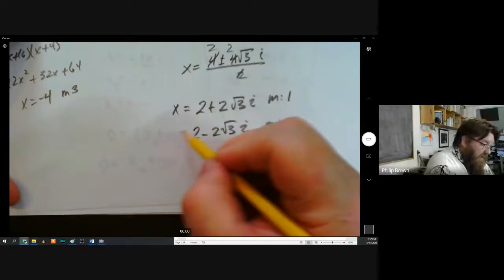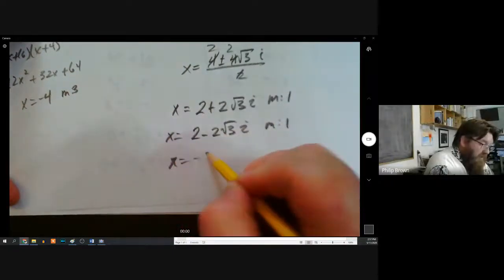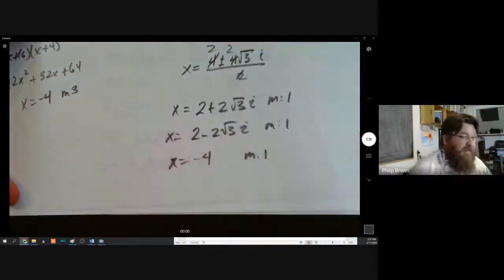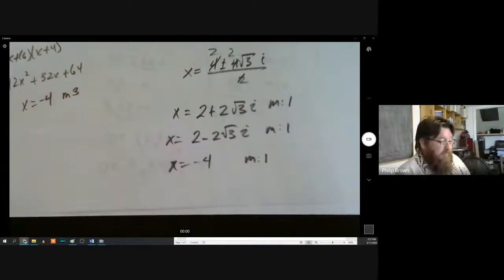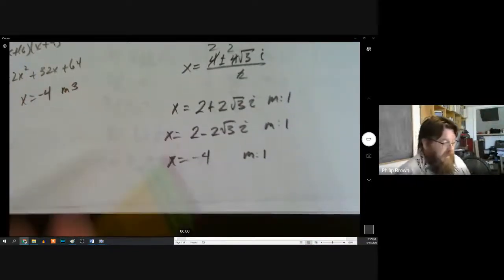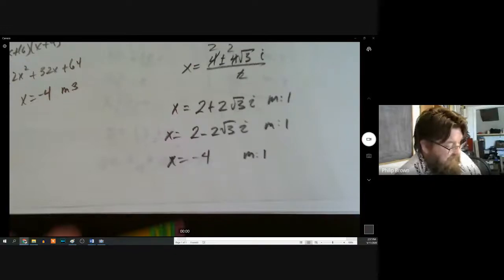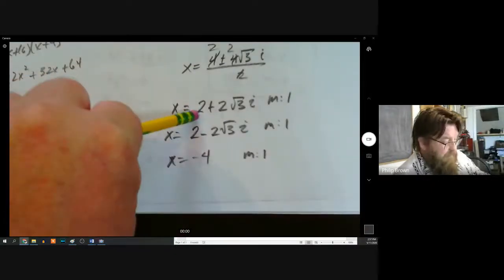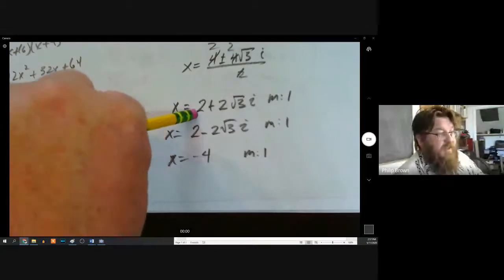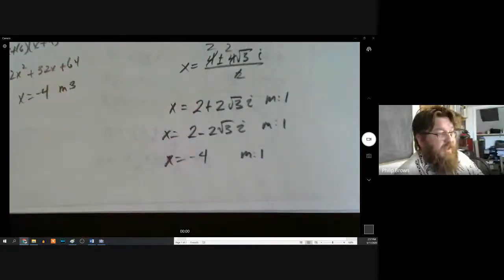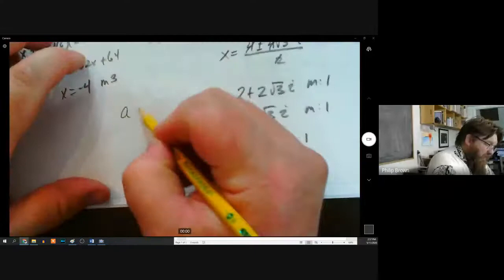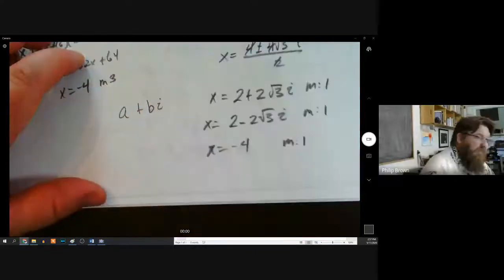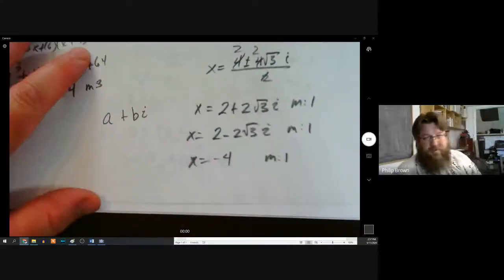We also had -4, multiplicity 1. So it's cubic, so we have 3 solutions, 1 real, 2 imaginary. And if the number is complex and the real part is not 0, then you need to write it in that form. The form for complex numbers is a plus bi. So the imaginary part goes second.